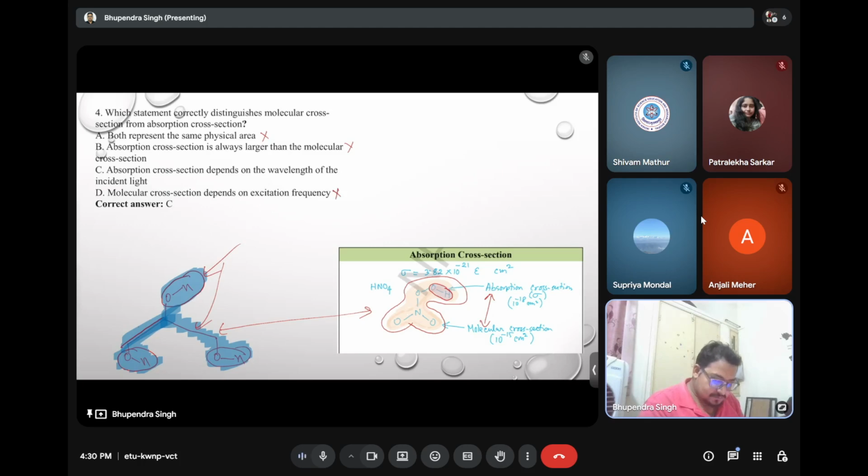What about C? Absorption cross section depends on the wavelength of the incident light. Yes. Whatever you were saying, that the molecule can have other atoms and other bonds, they can also absorb. So obviously the absorption cross section depends on the wavelength of the incident light, because it depends on which bond you are exciting, that depends on the wavelength of the light. So that will be the absorption cross section area for that particular wavelength.